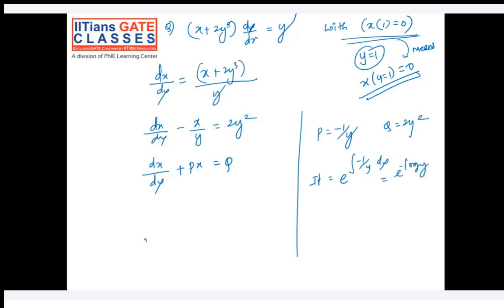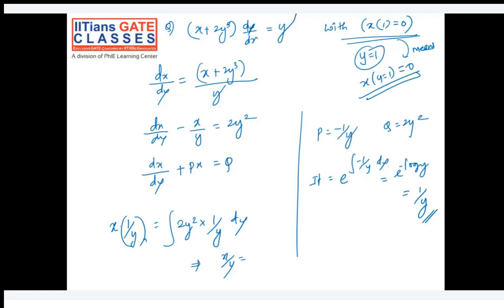So the solution is x into integrating factor is equal to integration of q into integrating factor. Q is 2y square into integrating factor. So finally, it is x by y equal to, 2 as it is, y square divided by y will get cancelled, you will remain with y. Integration of y is y square by 2, and the 2 will get cancelled. So only y square plus c. That's all. This is the solution.